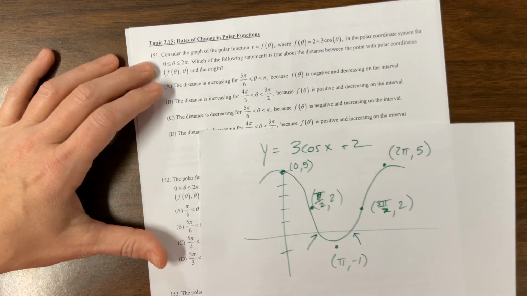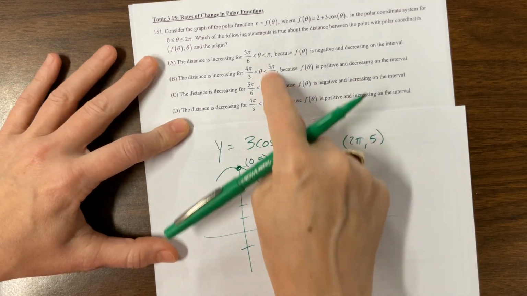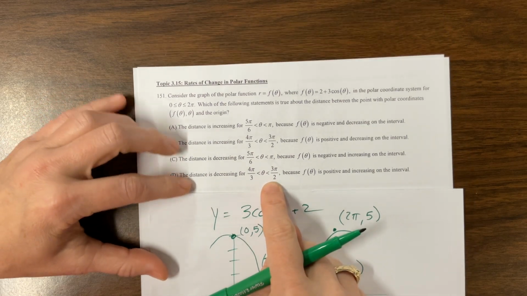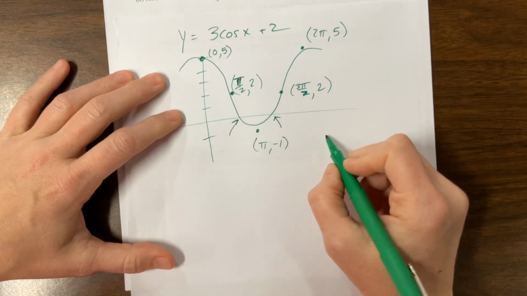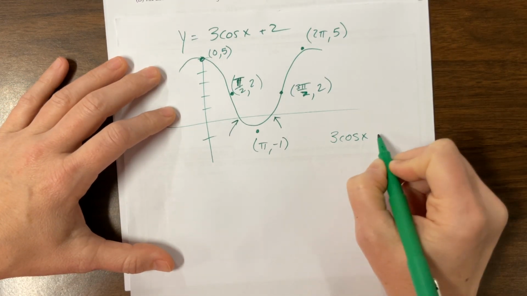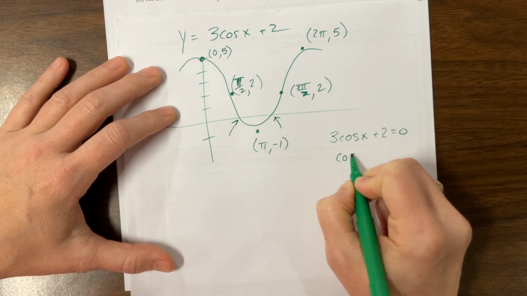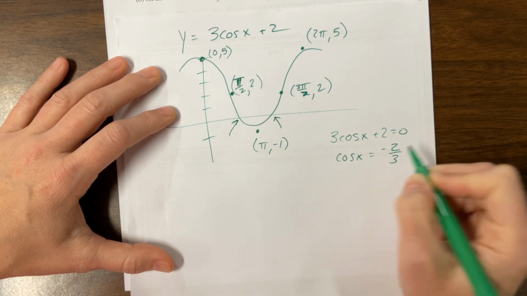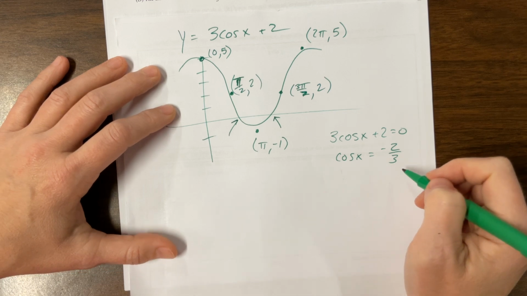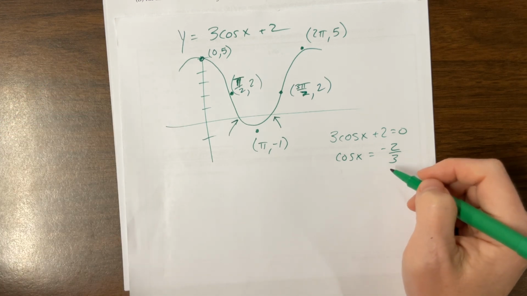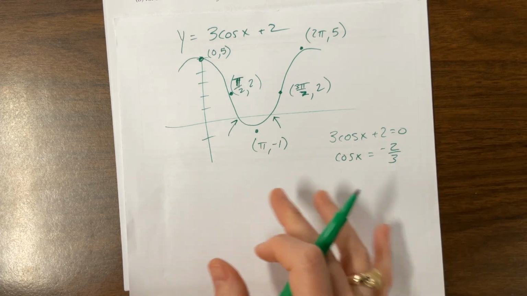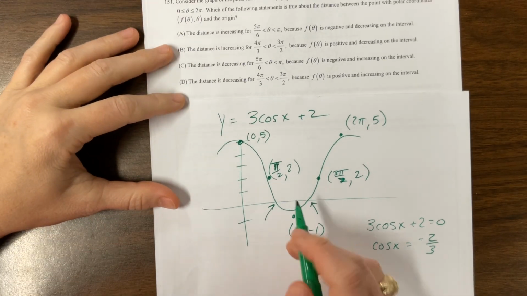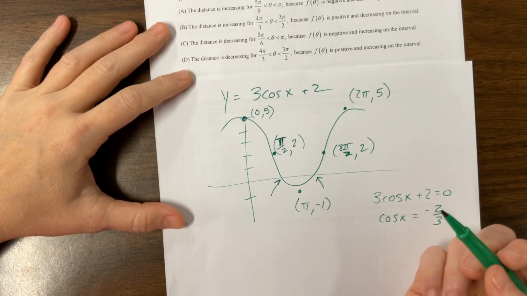So the fact that he's talking about these things makes me wonder if he had intended it to be unit circle friendly. I don't know. If we have 3 cosine x plus 2 equals 0, we have cosine of x equals -2/3, which we can solve. We just don't know it without a calculator. So whatever those two values are, that's great. Okay, so where's 5 pi over 6?